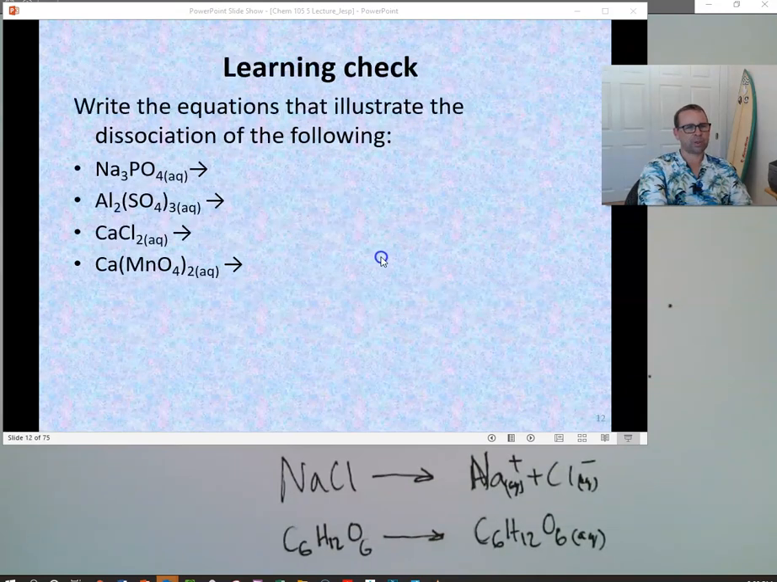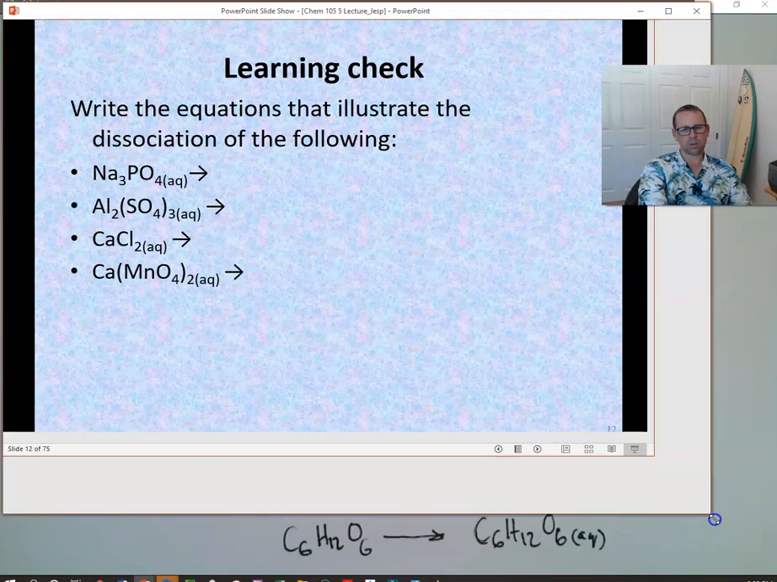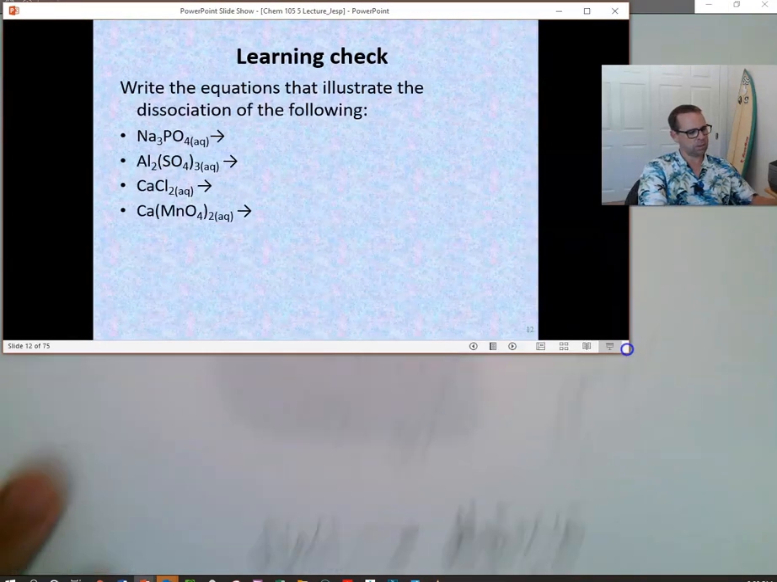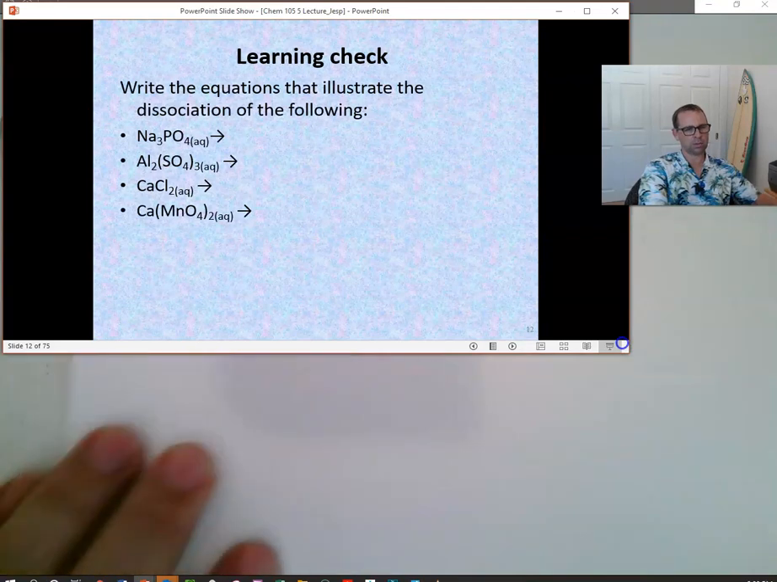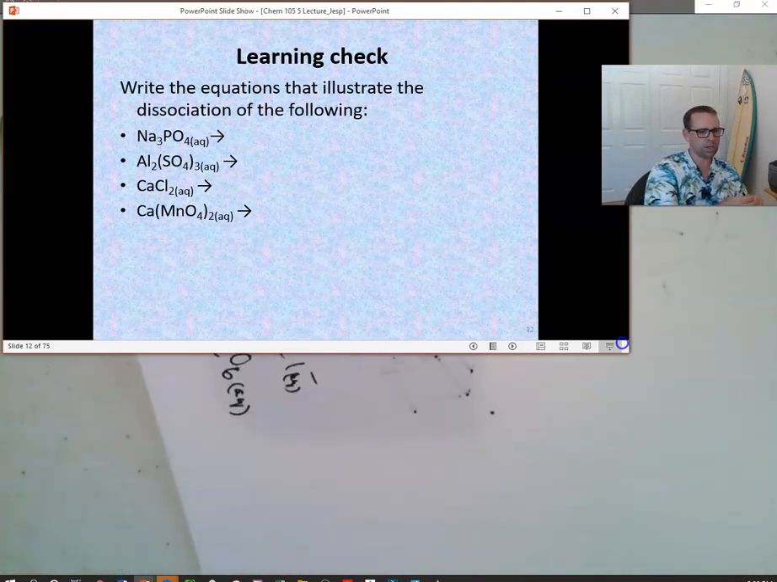Okay, so let's write the resulting dissociated products when we take these different salts and put them into water. Do you know the name of this top salt here? What's the name of that salt right there? Sodium phosphate. Very good. Let's write the dissociative products of sodium phosphate when it dissolves. Okay? What does it have in it? Or what are the resulting ions when sodium phosphate goes into water?